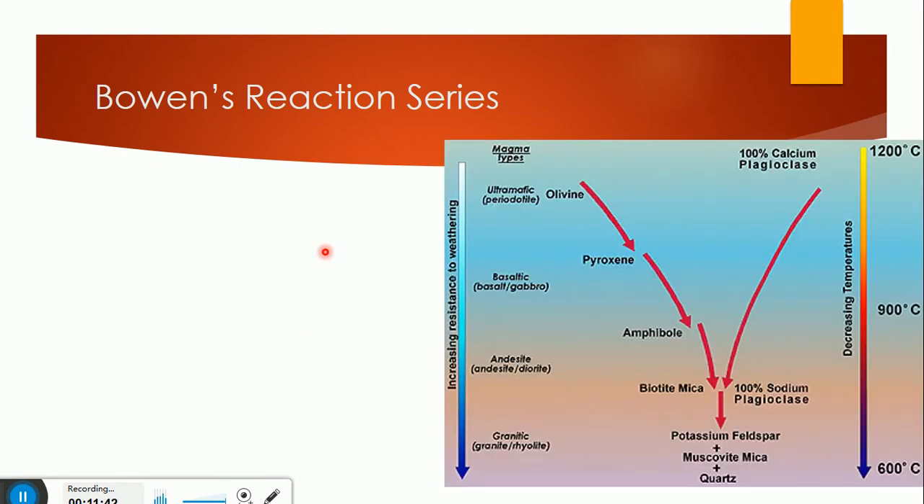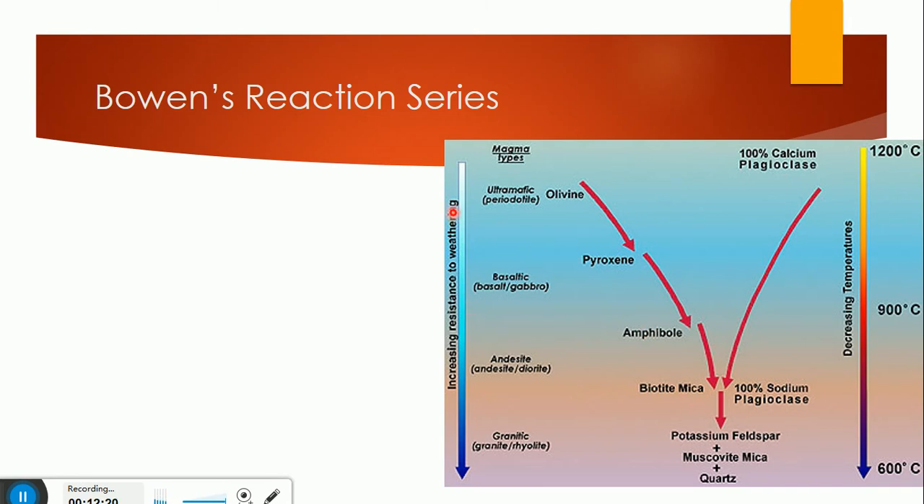From this diagram, this is the Bowen reaction series diagram. Here the magma type: first is the ultramafic peridotite, olivine crystallized, then pyroxene crystallized, then amphibole crystallized, finally biotite mica crystallized. This series is called a discontinuous series. And this is a continuous series from anorthite, that is the calcium plagioclase, to sodic plagioclase. This series is called a continuous series because it shows a solid solution series, and this is not a solid solution series, so it is called a breaking point series.